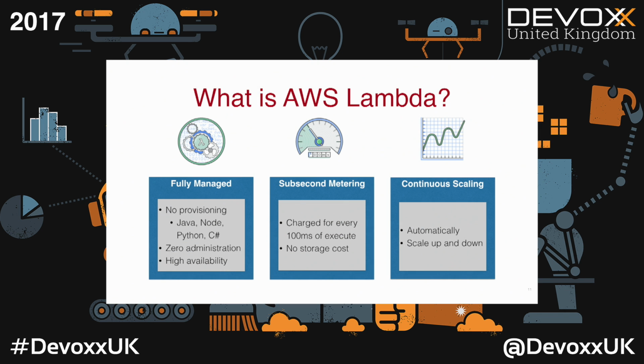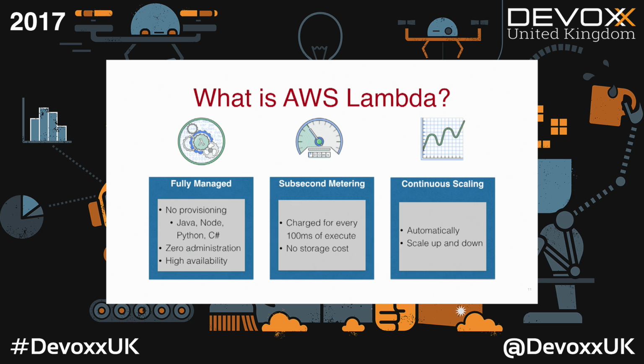And finally, in terms of continuous scaling, you just store the function, and you execute or invoke it as you want to. How does it need to scale? How does it need to be monitored? All that is completely upon AWS Lambda. So that allows you to focus on your business logic.